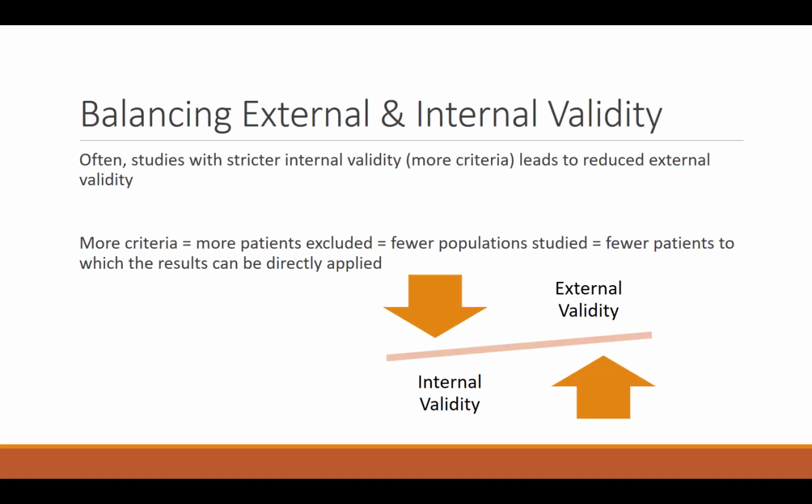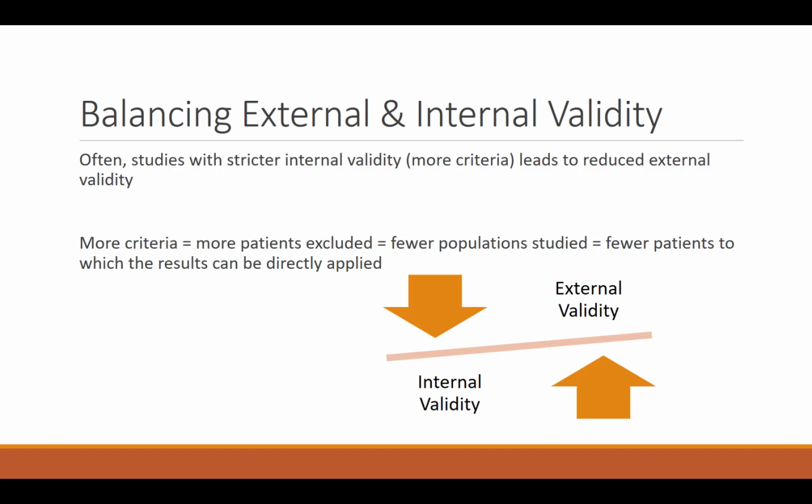The criteria for maximizing external and internal validity seem to be a little bit in conflict. Often studies with very strict internal validity, meaning lots of criteria to be included in the study, tend to reduce external validity. Another way of thinking about this is that if you have many criteria to get into your study, then more patients are excluded, which means fewer patient populations are studied, which means that your results apply to fewer populations.